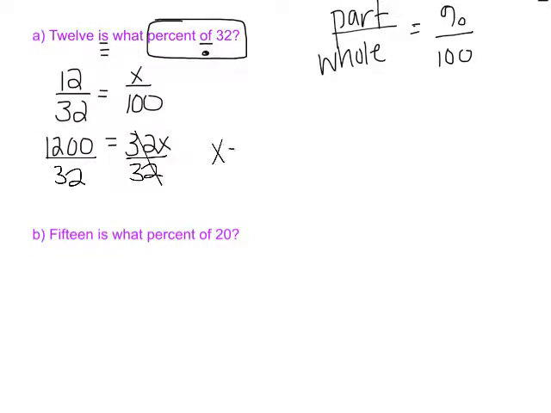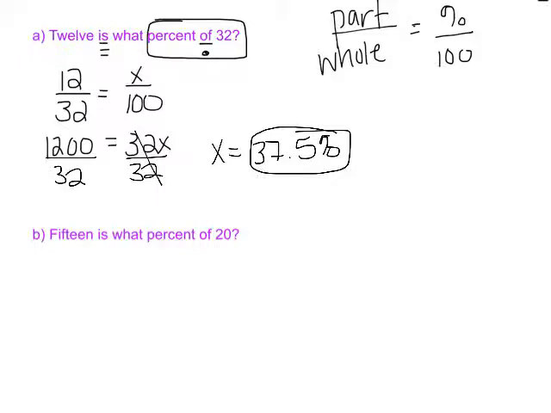And I get that x is equal to 37.5. And since x is already over 100, that's 37.5% is my answer. So 12 is 37.5% of 32. Let's take a look at another example.